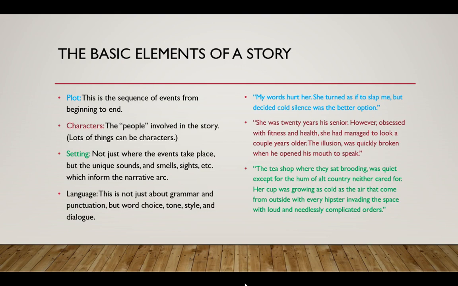Another element is setting. It's not just where the events take place, but also the sounds, smells, sights, anything that kind of changes the narrative arc. It doesn't just give us the feel of the story, but it is a part of telling that story. The language of your story is also very important. It's not really just about your grammar and punctuation, but careful word choice, your style, your tone of voice, the dialogue, all those things are a part of the language and set a story apart one from another.